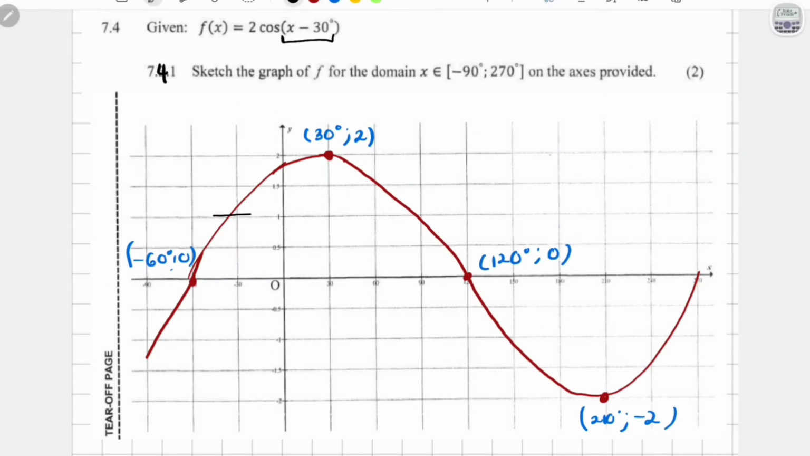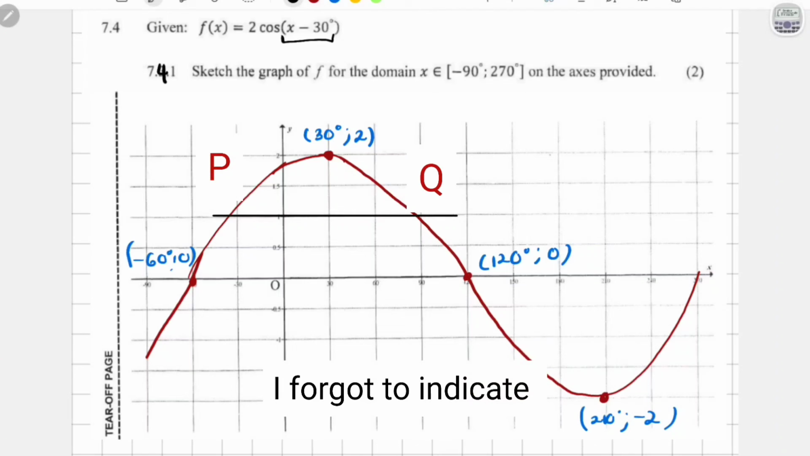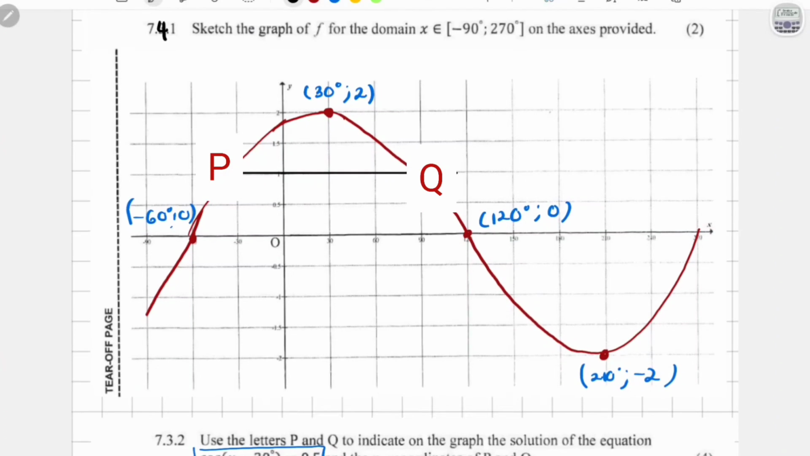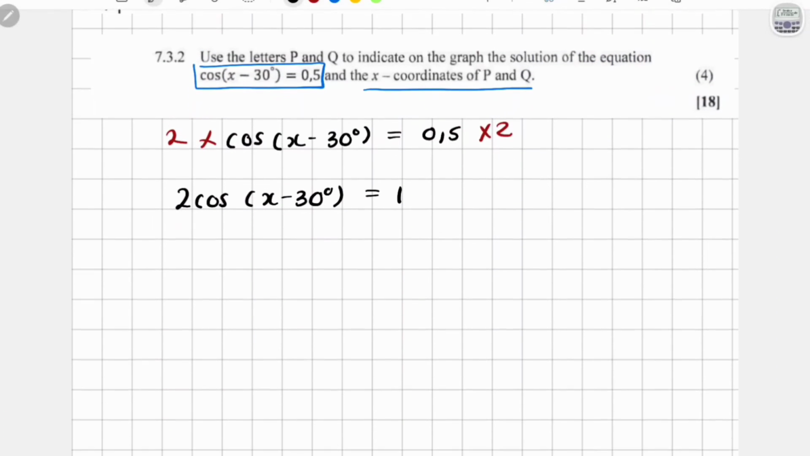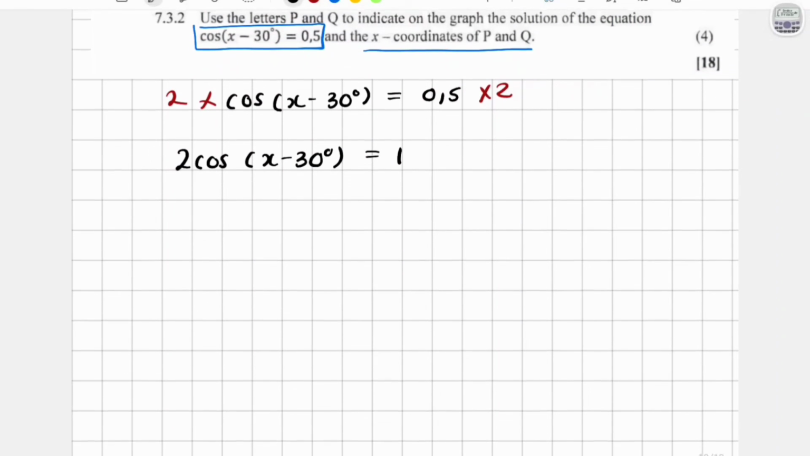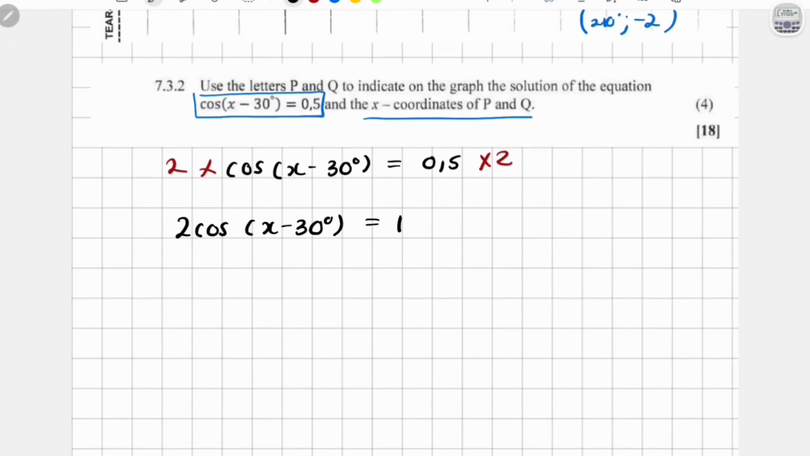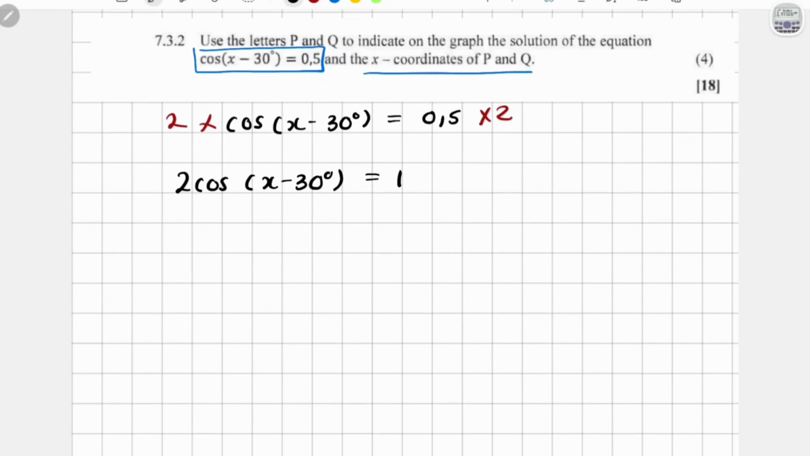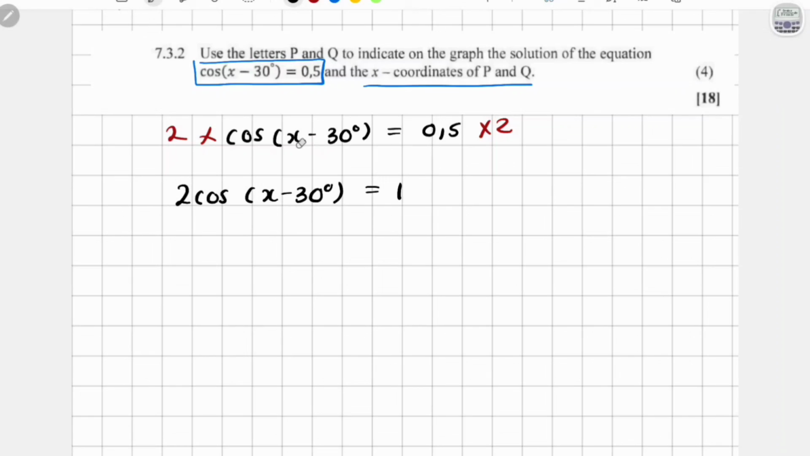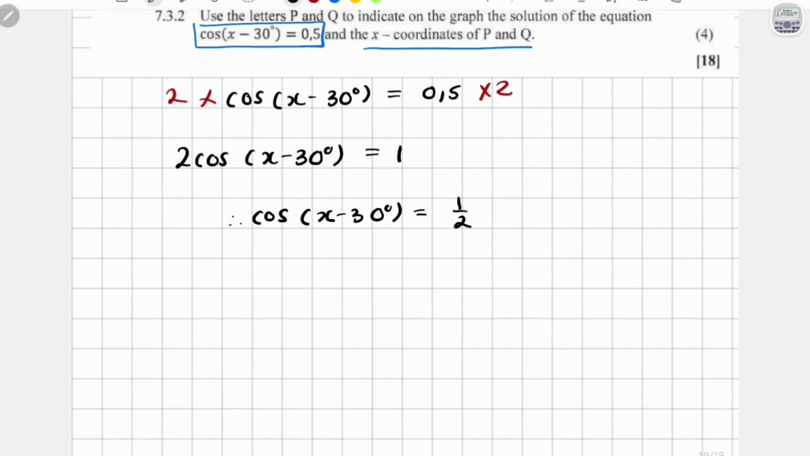So the y value is 1 over here. So the solutions for P and Q is probably this one here, but because of my terrible drawing, it's not really showing well, and this one here. Okay, so now we actually have to write that down and actually find out what exactly those x values are, because they told us to also show them what those x values are. For that, I will just continue with the simplified form, because either way I'm still going to divide both sides by 2. So I'll continue with this: cos of x minus 30 degrees is equal to 0.5, or just say a half. Okay, so 1 over 2.